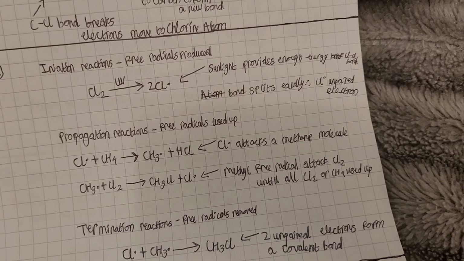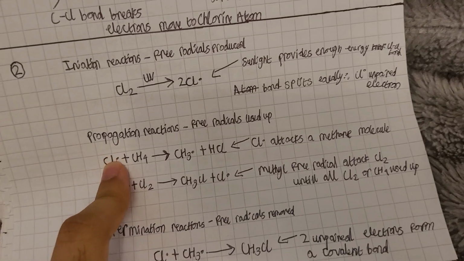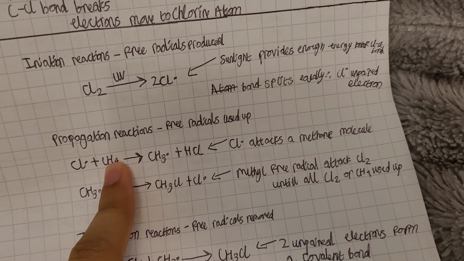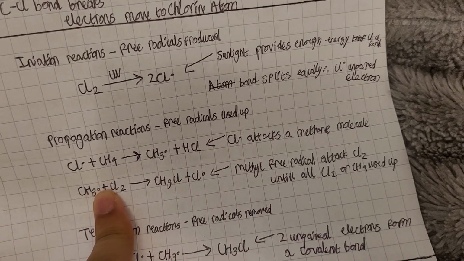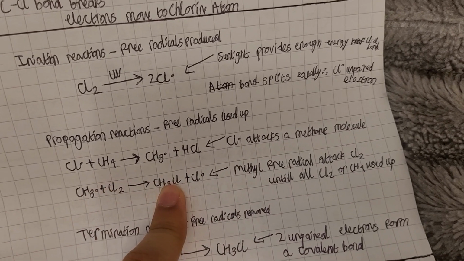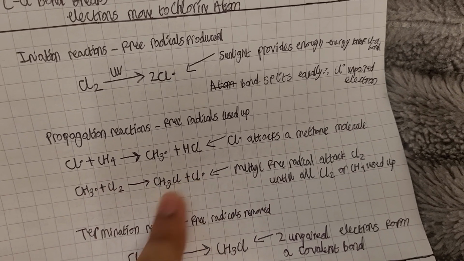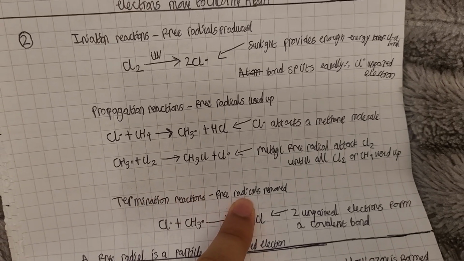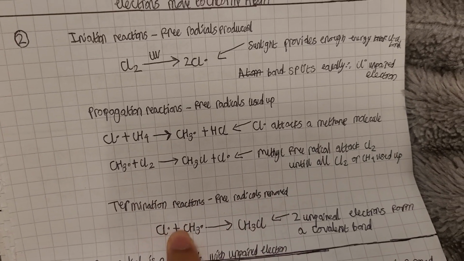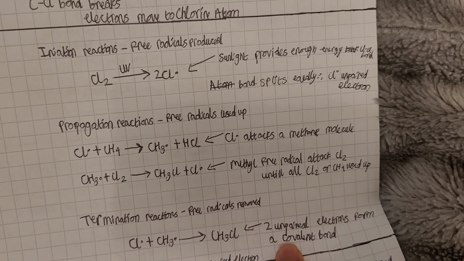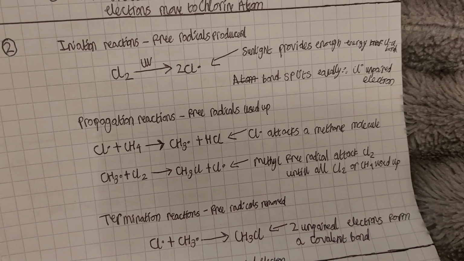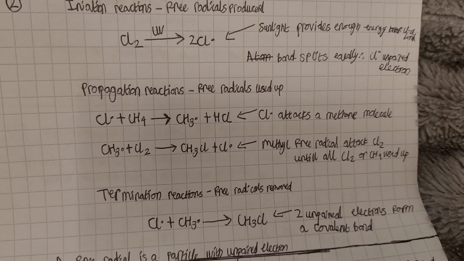A propagation reaction, the free radicals are used up. Cl dot plus CH4 gives CH3 dot plus HCl, and then CH3 dot plus Cl2 gives CH3Cl plus Cl dot. And then a termination reaction where the free radicals are removed. Cl dot plus CH3 dot gives CH3Cl, two unpaired electrons form a covalent bond, and a free radical is a particle with an unpaired electron.